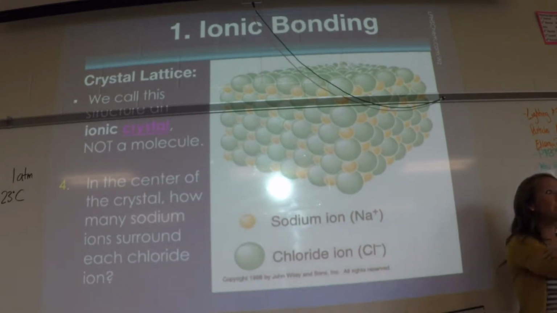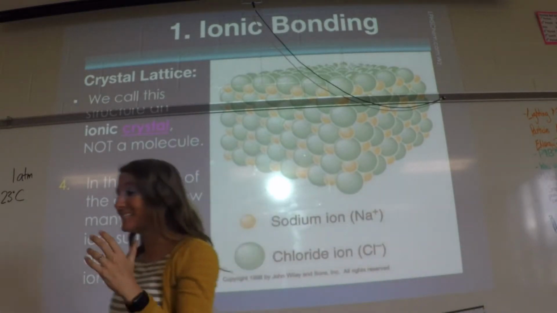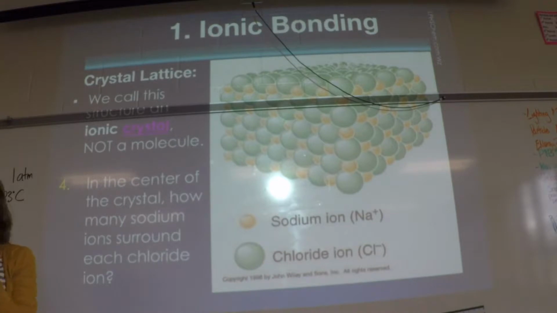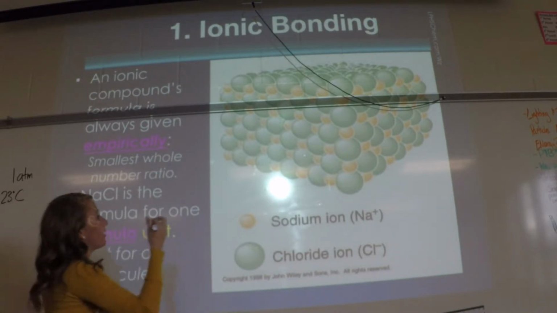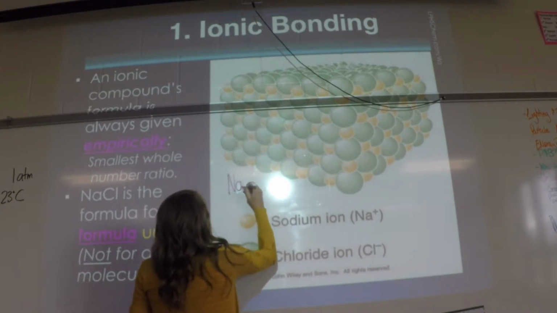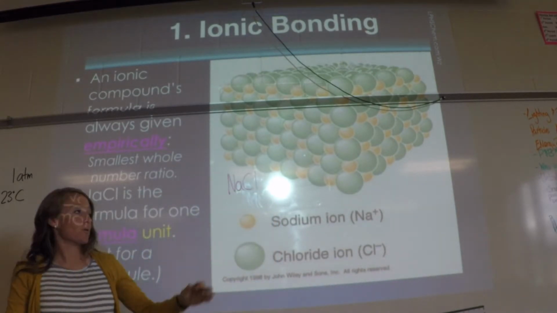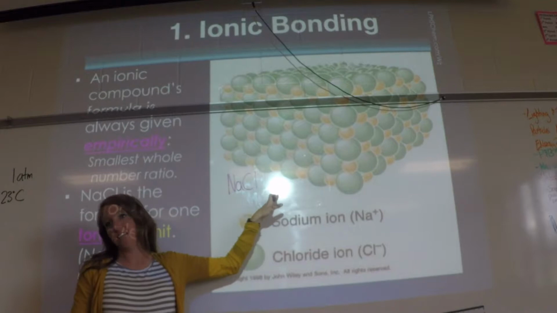Think of a sodium in the middle of the crystal. It would actually have 6 different chlorines all surrounding it, which is why with ionics, their formulas are always considered empirical. We don't know how many of each we have, but we do know the ratio. The ratio in particular for salt is NaCl. For every 1 Na, I have 1 Cl.